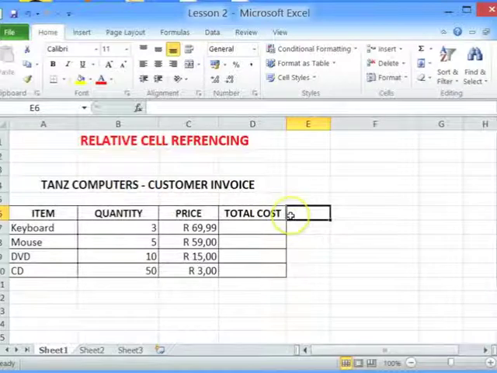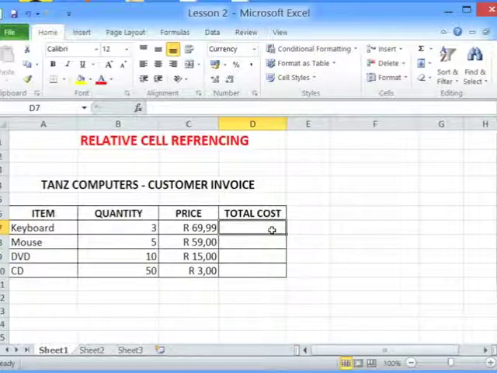When a formula or a function contains cell references, such as B3 or C3, the cell references are relative to the cells where the formula or the function is typed. When copying a formula or function from one cell to another, the formula or function moves one or more cells relative to the original cells. The use of relative cell referencing means that the formula or the function automatically adjusts itself when copied. In this example, we're looking at the customer invoice of TANS Computers.